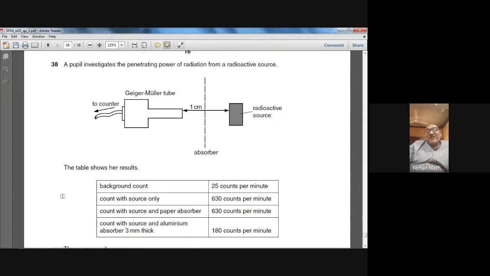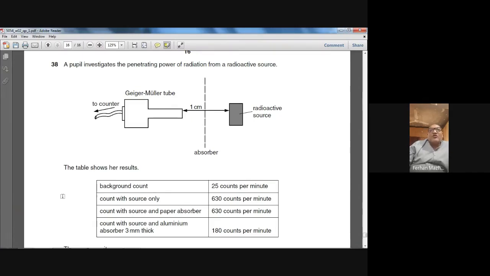It means that there is no alpha. Because if alpha was present, the alpha would be stopped by the paper and the reading would go down. So when you put a paper between the sample and the detector and the reading has not changed, it means there are no alpha particles coming from this sample.